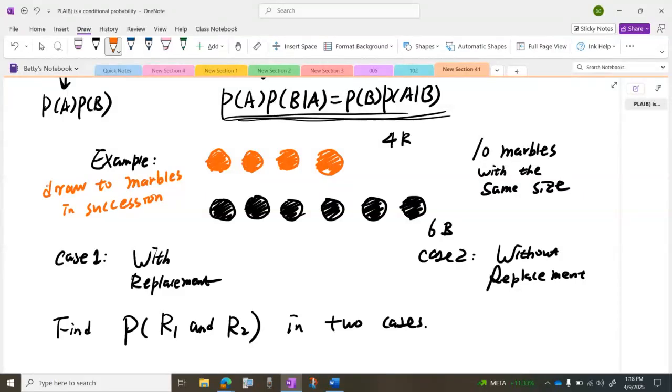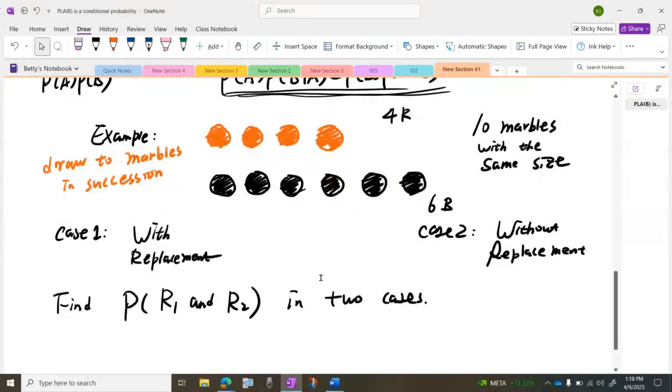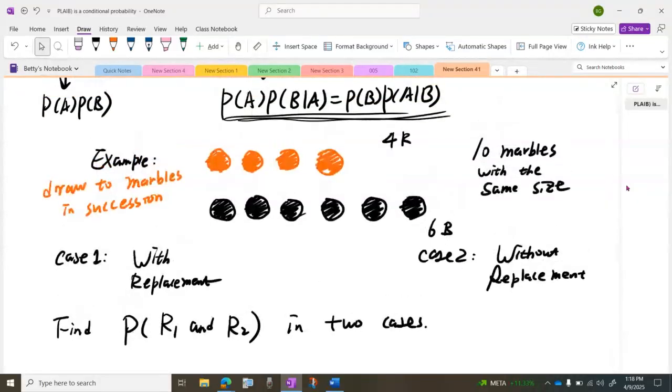And then case 2 is you grab a marble and you record the color, and then you do not put it back. Case 2 is without replacement. So in the second case, you throw it away. Before you take the second marble, in the bag there are only 9 marbles left. Then you draw 1 from the 9 marbles, record the color, and throw it away. Do you see what's going on in the setting of the problem?